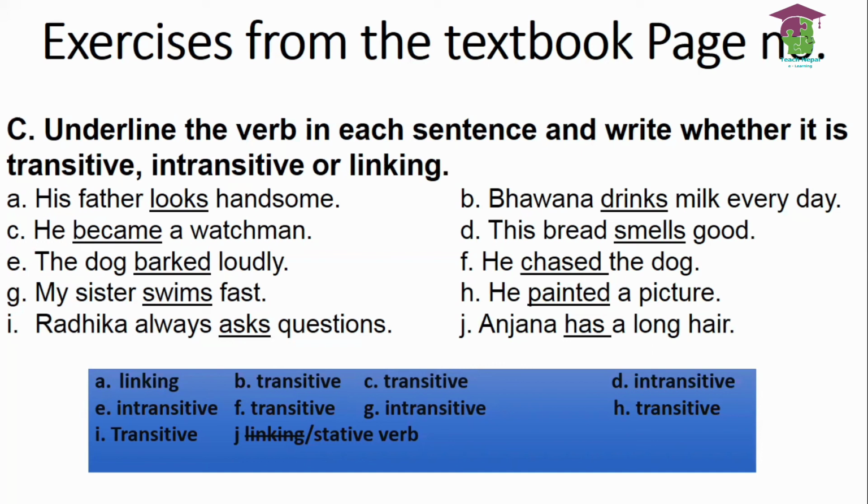Number J मा चाहिँ के छ त कन्फ्युजन. अब हामीलाई ट्रान्जिटिभ, इन्ट्रान्जिटिभ अथवा लिङ्किङ verb भनेको छ, but here has is either helping verb or a stative verb. So instead of writing linking verb, I think that this is a stative verb.